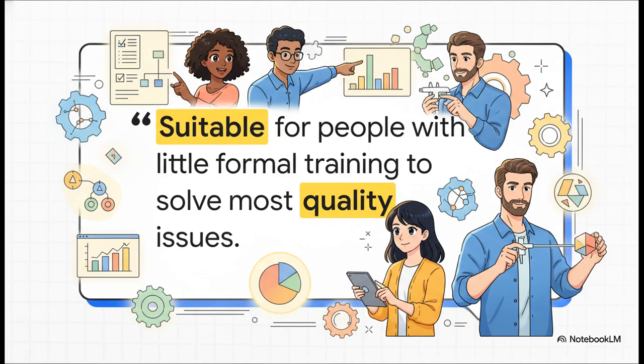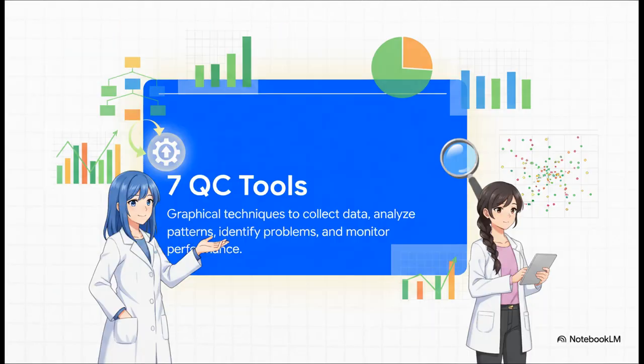So no advanced degree required, guys. These are literally designed to empower everyday folks. So, what are they exactly? Well, the 7 QC tools are essentially simple graphical techniques. You use them to collect data, analyze patterns, pinpoint problems, and keep an eye on process performance. The whole overarching purpose here is to take all that raw, confusing, operational data and translate it into crystal clear, visual, and highly actionable insights.